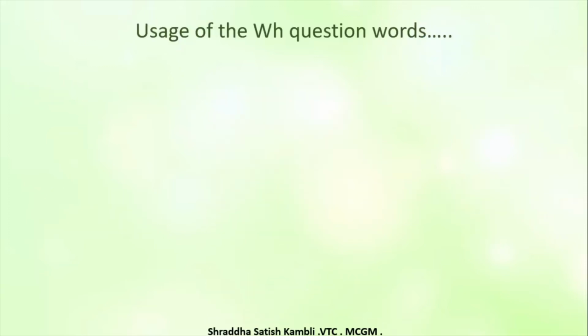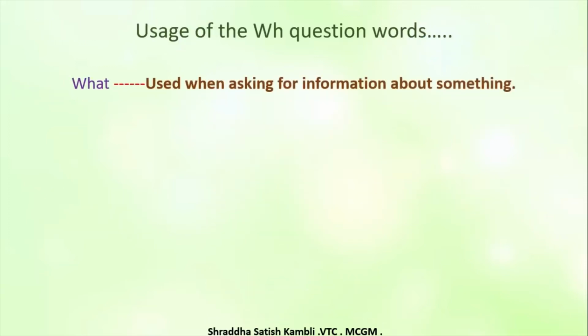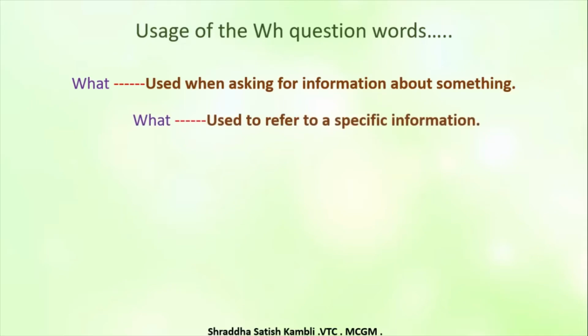All right, now let's see the usage of these WH question words. Usage. What is the function of each of these words? All the words are different. What is different, when is different, why is different, how is different. So all the usages are also different. So see, what is used when you ask for information about something generally. What is also used when you refer to specific information. For general information you use what, and for specific information you also make use of the word what.